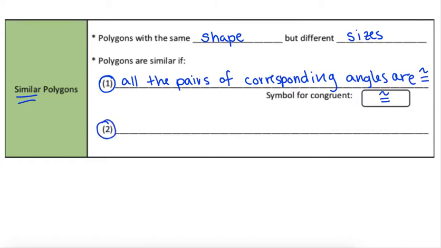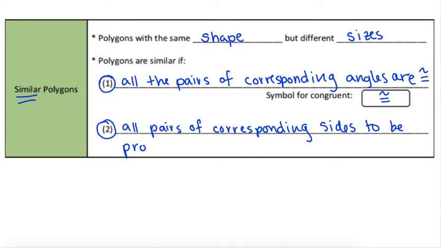Our second rule is not only do we have to have all the pairs of corresponding angles congruent, we need all pairs of corresponding sides to be proportional. So there's two rules to get something that is the same shape and different sizes. We need all the angle pairs to be congruent and all the sides to be proportional.